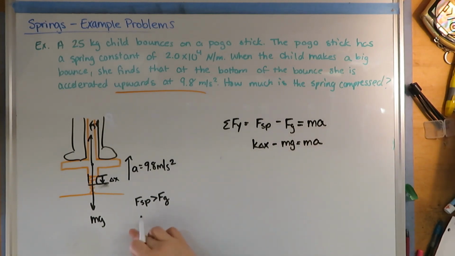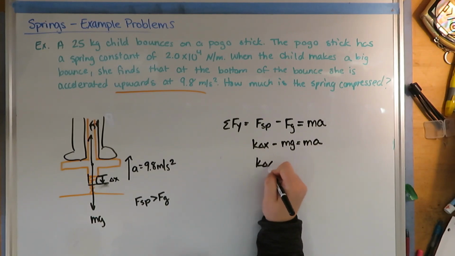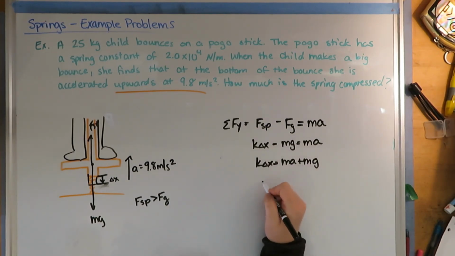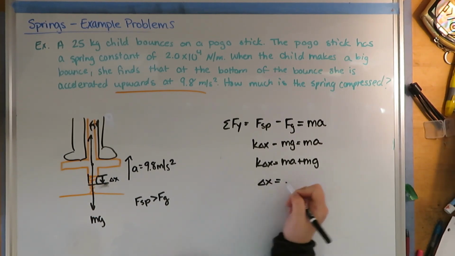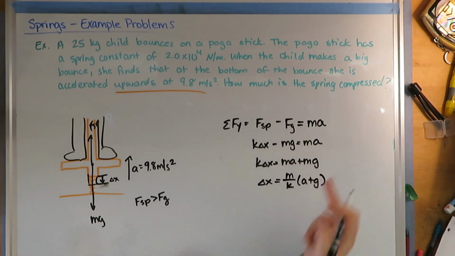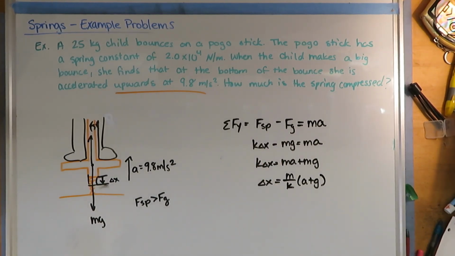So I'm looking for my displacement, delta x. So I solve for displacement and add the mg. And then I'm going to divide by k. So I get delta x is going to equal m over k times a plus g, if I do a little algebra rearrangement there. So I'll pull out the m and then divide the k over.